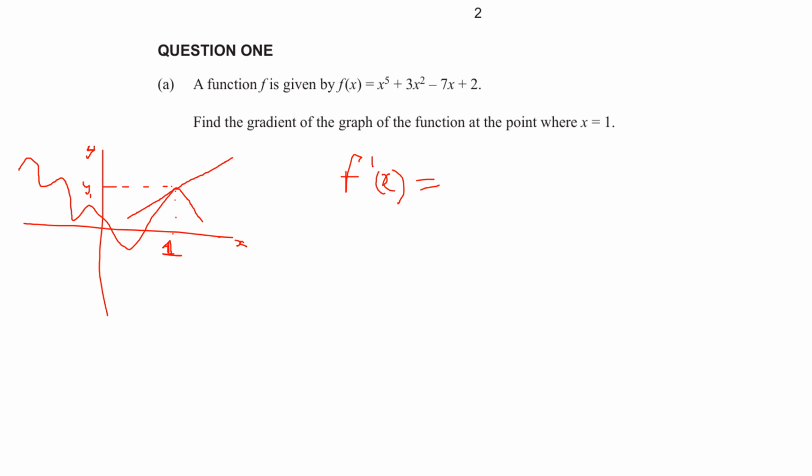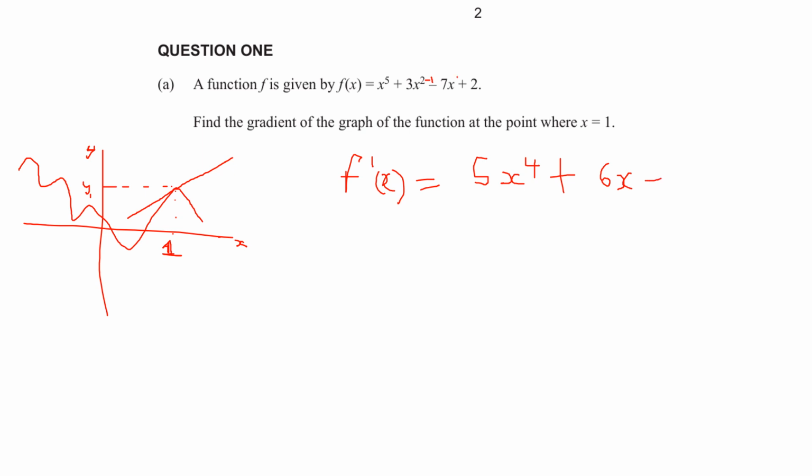If we differentiate x to the power 5, we bring the 5 down and multiply by the expression, then subtract 1 from the exponent, so it becomes 5x to the power 4. For 3x squared, it becomes 3 times 2, which is 6, and 2 minus 1 is 1, so we just write that as 6x. Then we've got minus 7x.